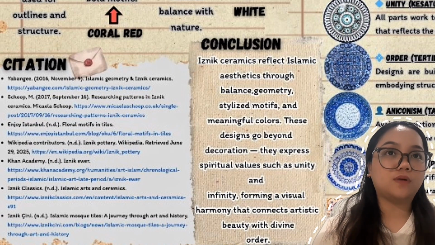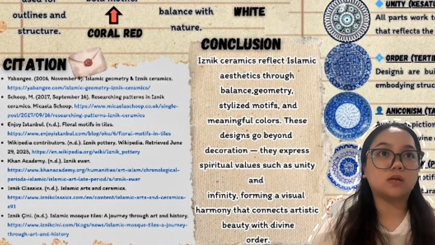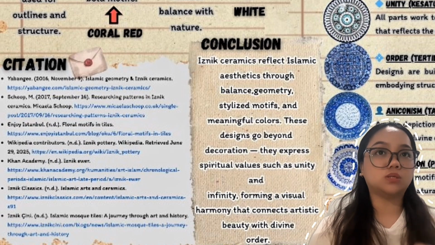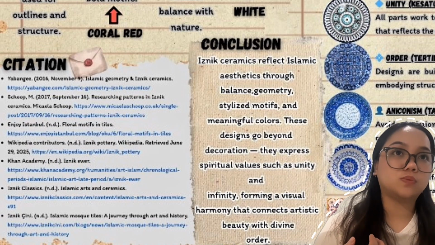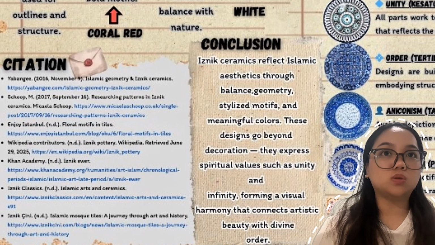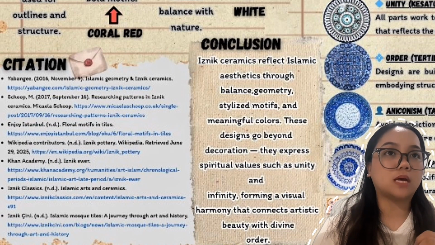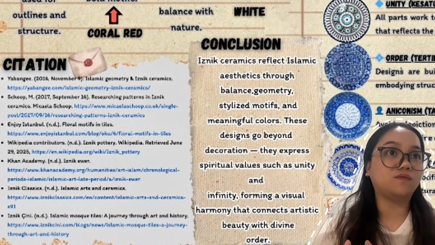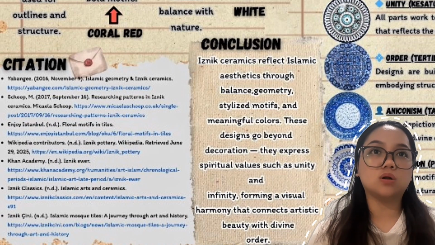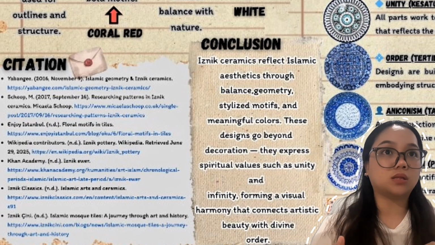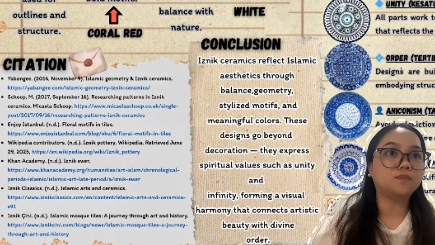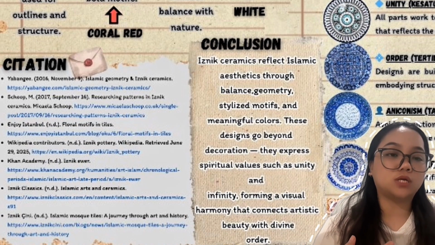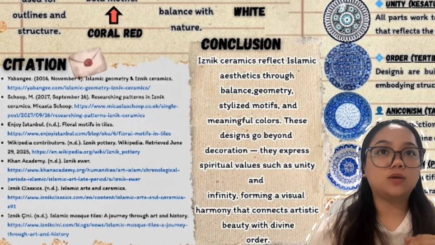Through the study, I have learned that aesthetic ceramics are not only beautiful artwork, but also a structured reflection of unity, order, and spiritual purpose. The use of symmetry, geometric balance, and stylized motifs, and also the color symbolism and infinite pattern repetition, also express values such as tawhid, unity, and harmony, and the eternal nature of divine creation.